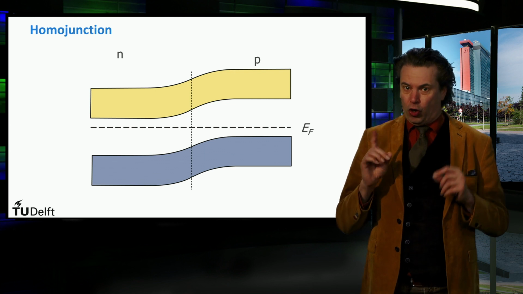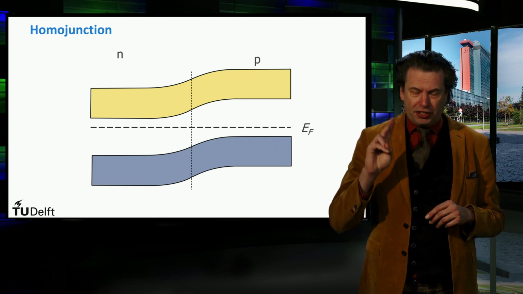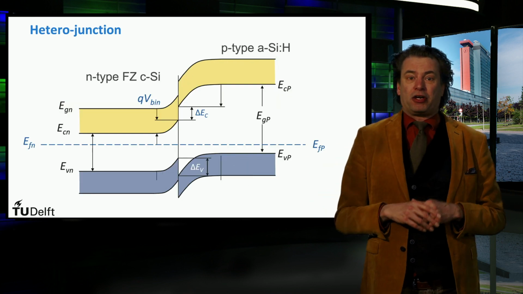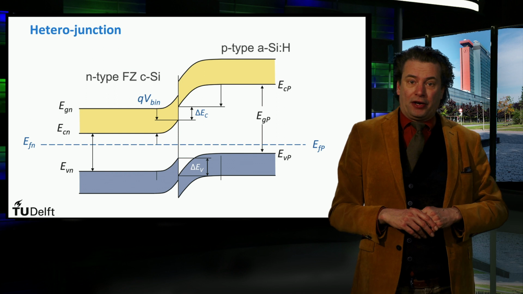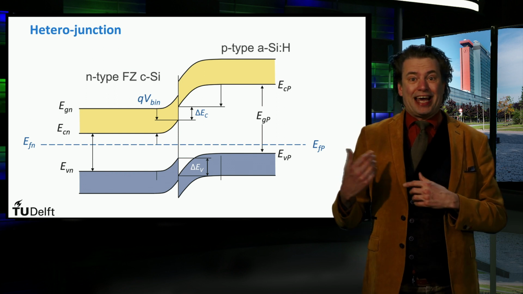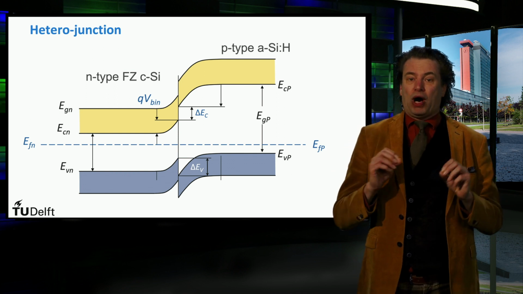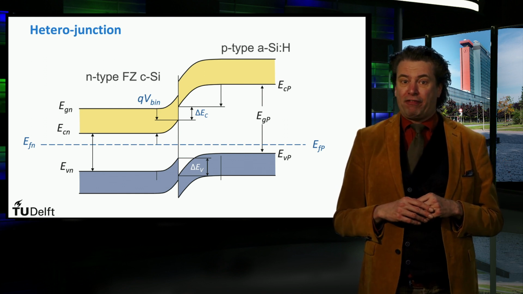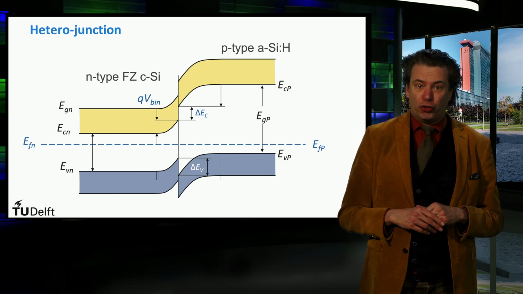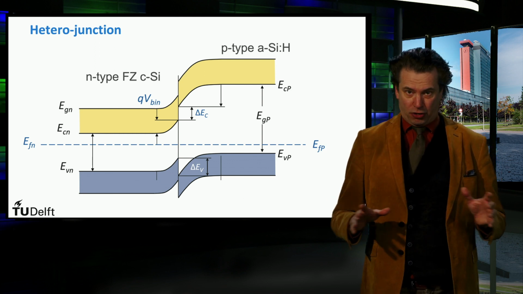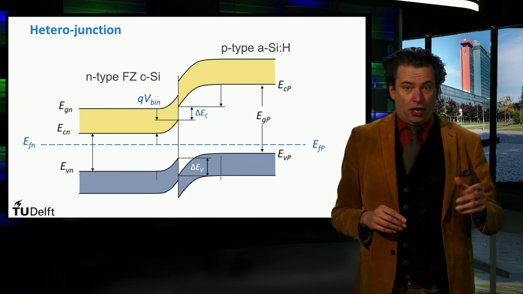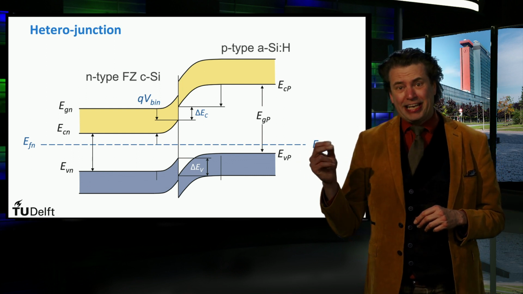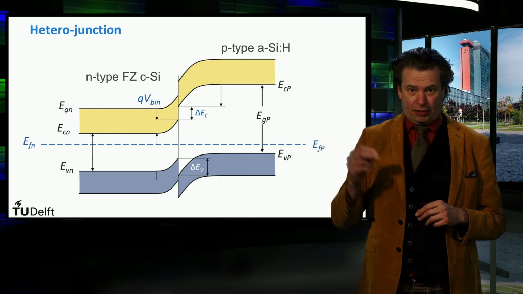However, you can also make a junction with two different semiconductor materials. For instance, one semiconductor material that is p-doped and another type of semiconductor material that is n-doped. This is what we call a heterojunction. In the crystalline silicon wafer-based heterojunction, we make use of two types of silicon-based semiconductor materials. One is again an n-type float zone monocrystalline silicon wafer. The other material is hydrogenated amorphous silicon.